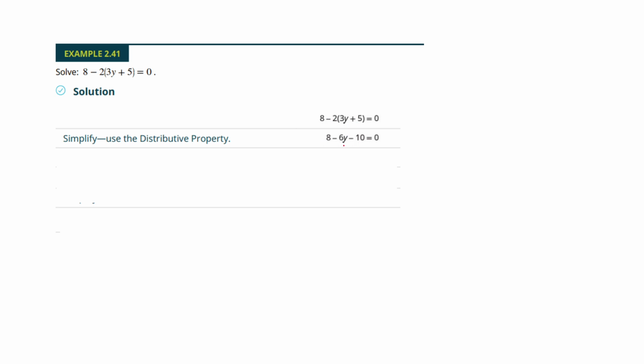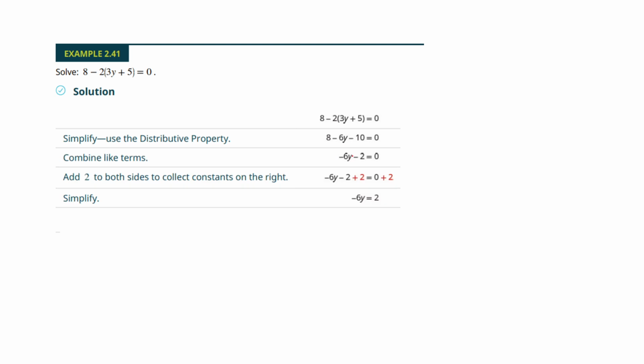Now we're still not done cleaning up. I can put the 8 and the negative 10 together and I get cleaned up down to this. I want my factoring puzzle, so I'm adding 2 to both sides. Here's my factoring puzzle. Let's divide both sides by negative 6, and this time we get a fraction.